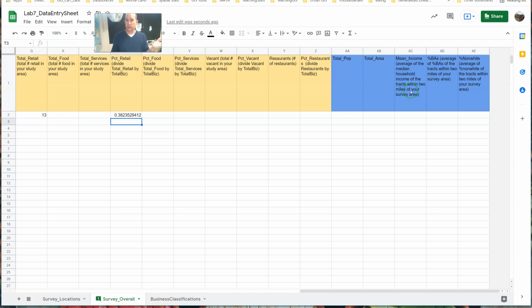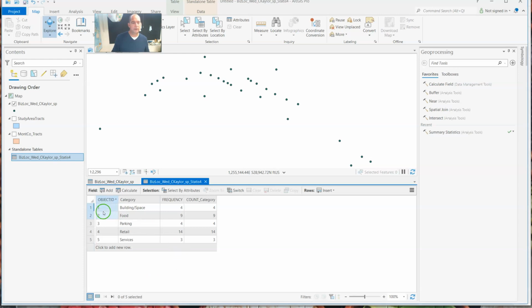You're also going to download median household income and eventually generate the average median household income of your study area, as well as the average percentage BAs in the tracts within your study area and the average percentage non-white of the tracts within your study area. So as part of the lab, in the instructions, you are walking through the steps to get these measures from the Census Bureau. And ultimately, when you have them, you're going to take a process that looks a little bit like this.